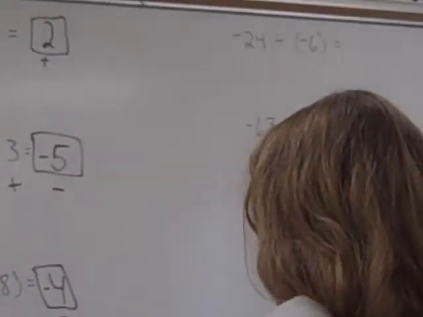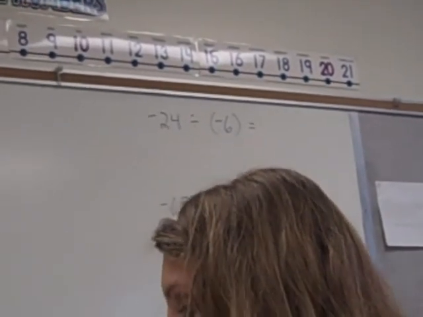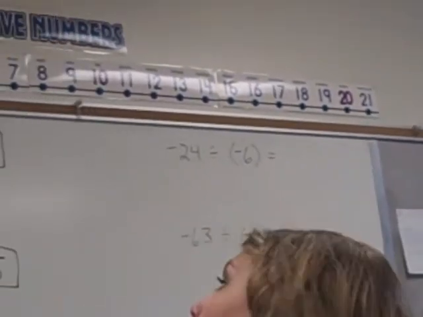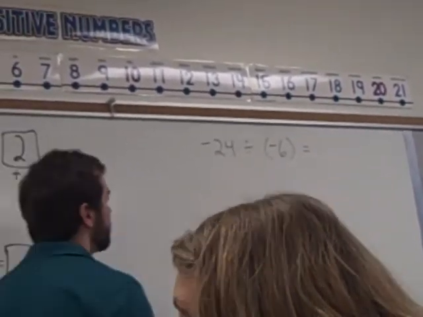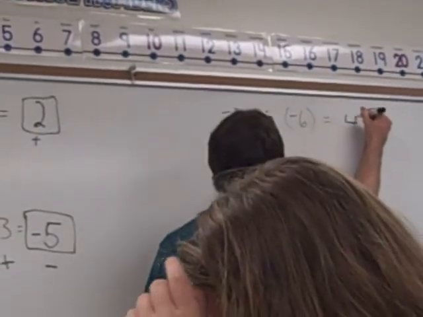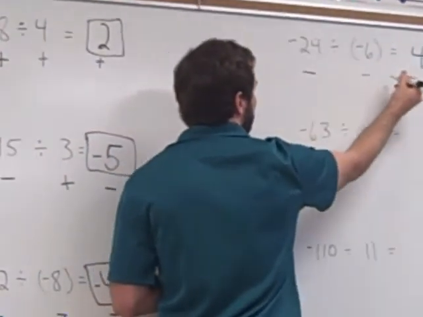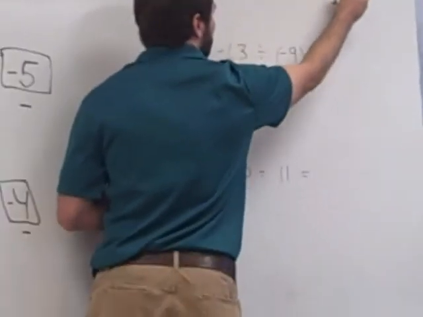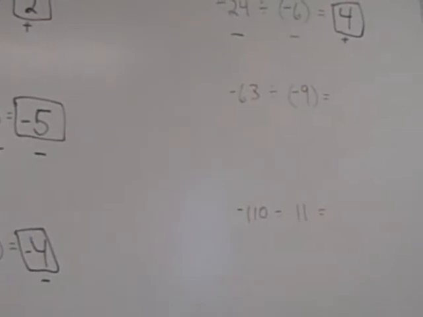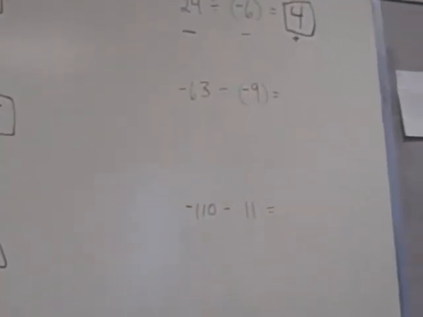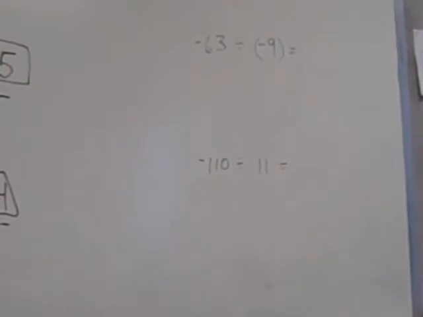Negative 24 divided by negative 6. What is it, McGee? 24 divided by 6. 4. And what do I have? Two negatives. A negative and a negative, so my answer is going to be positive. So today should be really easy, huh? Unless multiplying was hard. If you remember that, it will be. Or if you just look at your notes.